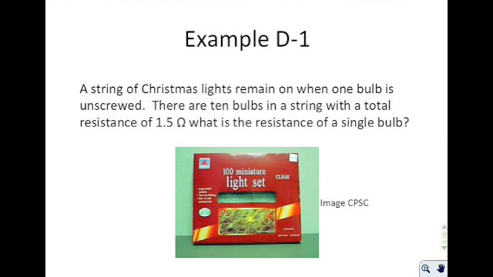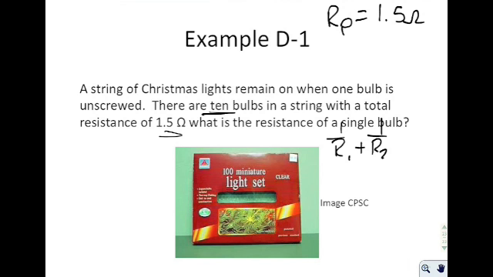So let's look at it in terms of an example. Once again, we have our string of light bulbs. There's 10 light bulbs in the string this time. We decided to reduce it down to 10 for reasons that we'll show you in just a second. But there's a total resistance of 1.5 ohms. So we would say the resistance in parallel is 1.5 ohms. And we know that there are 10 bulbs, but instead of writing out R1 plus R2 plus, we're not going to do that because that would take a long time.